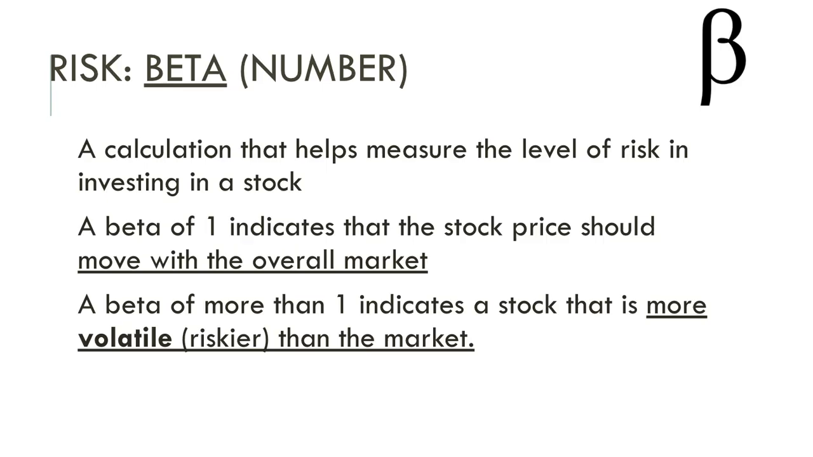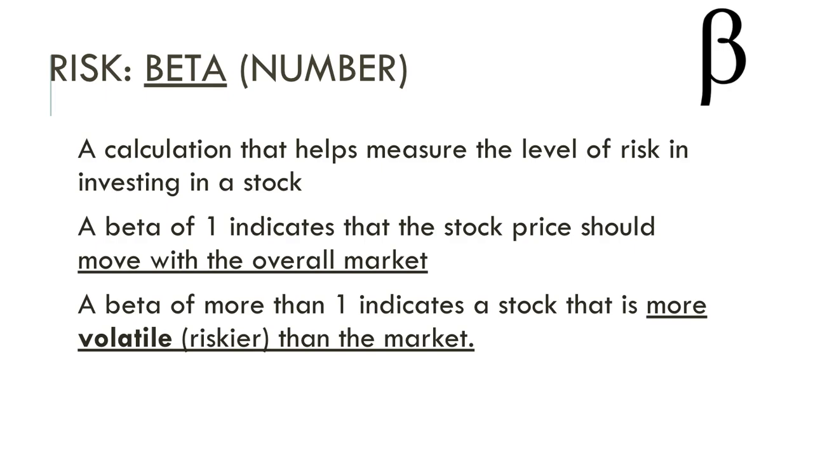Okay. Now, a couple other terms that you're going to need to know, and then we're going to get closer to wrapping up. So the beta number is basically a calculation that tells you something about the level of risk of investing in a stock. When a stock has a beta number of 1, that indicates that the stock price is going to move with the overall market, right? Sorry, it's one or less. It's going to move with the overall market, which basically means as the market fluctuates, that stock price is going to fluctuate at a similar rate.